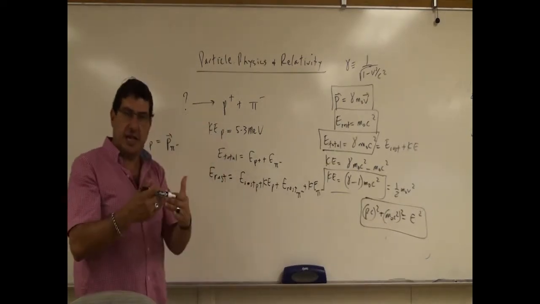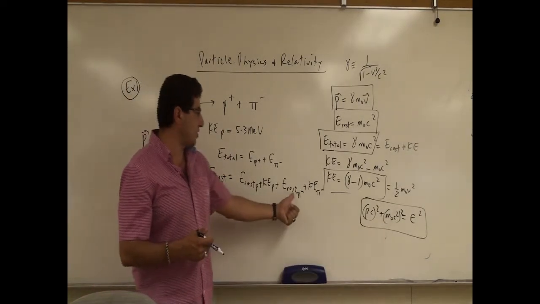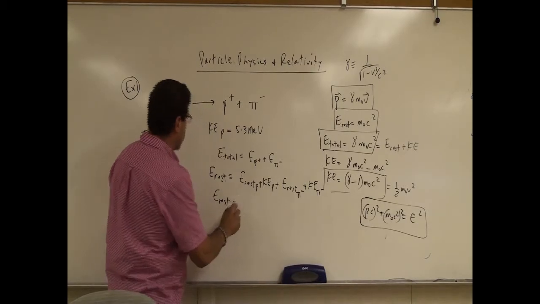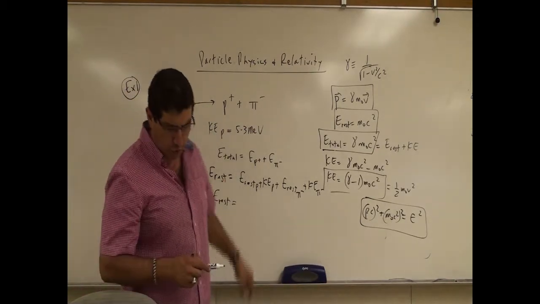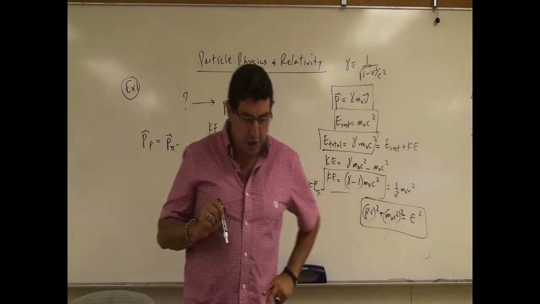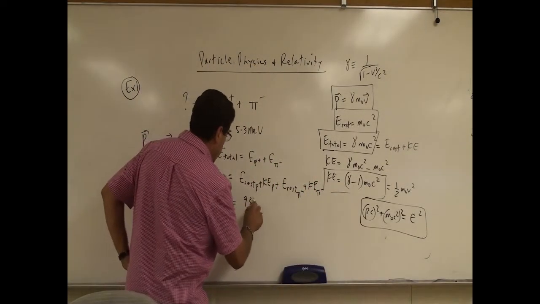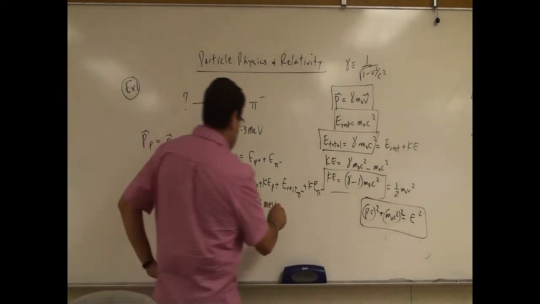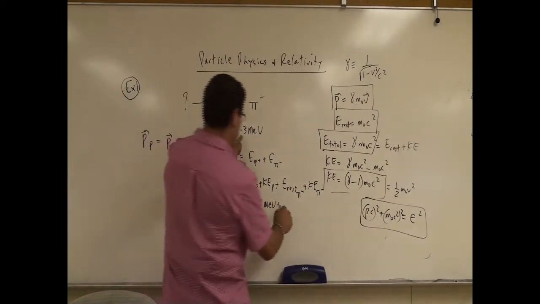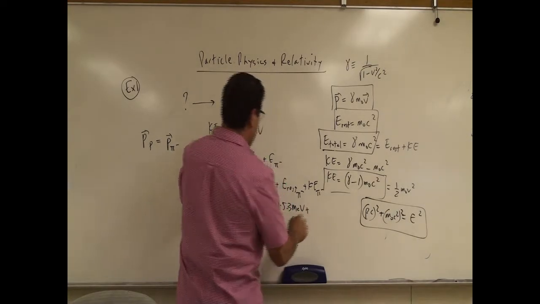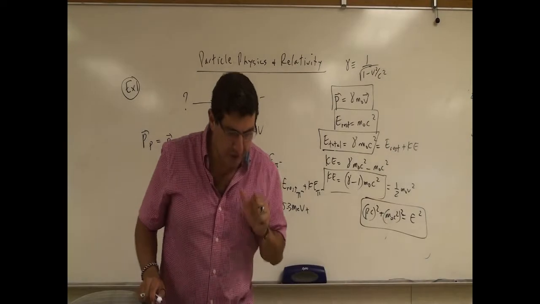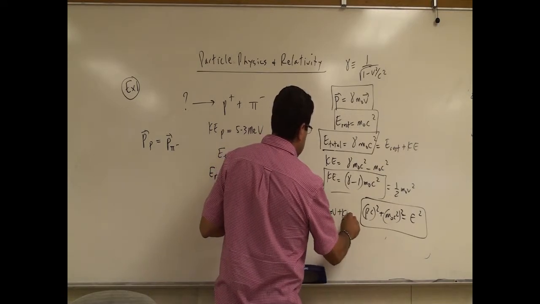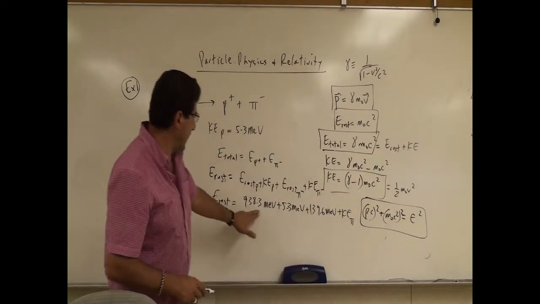Now we can look up a data table of the rest energy of the proton and the rest energy of the pion, and the kinetic energy of the proton is already given to you. So the rest energy of that unknown particle must equal the rest energy of the proton, 938.3 mega electron volts. That's the rest energy of the proton. The kinetic energy of the proton is given in the problem, 5.3 mega electron volts. And then the rest energy of the negative pion is 139.6 mega electron volts, plus the kinetic energy of the pion.